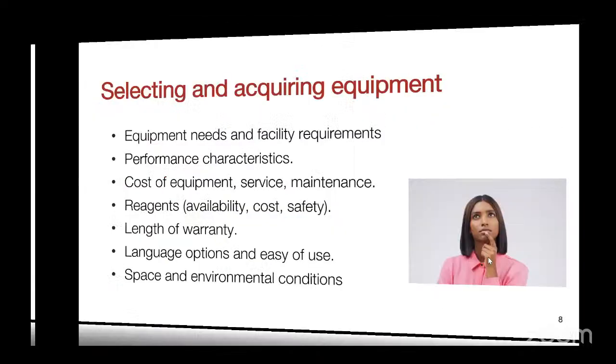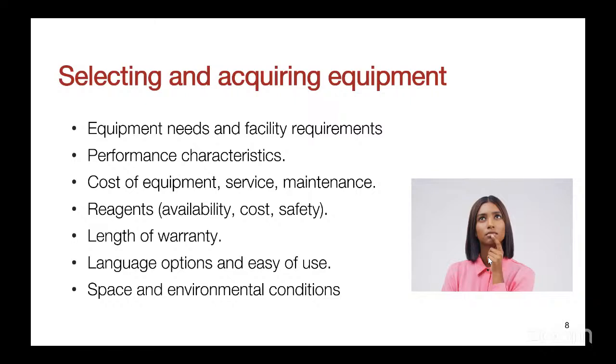Now let's look at the first one, selecting and acquiring equipment. Equipment needs and facilities requirements. When you want to select and acquire a new equipment, you need to look at the equipment need and the facility requirement. What are the performance characteristics of that equipment? Performance characteristics has to do with the quality performance, what the equipment is capable of doing.